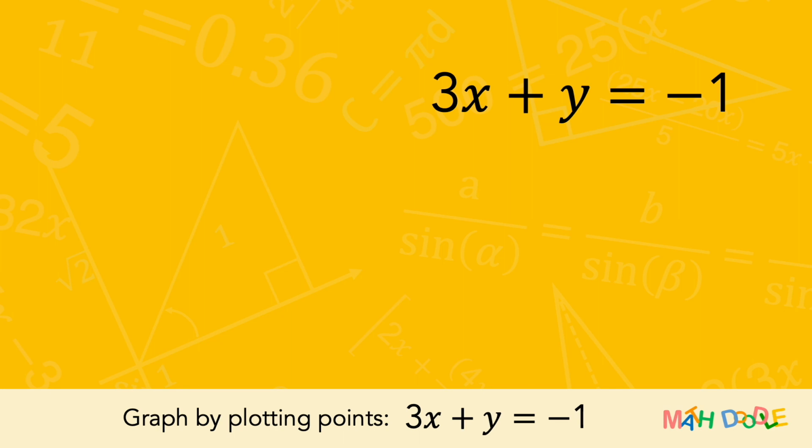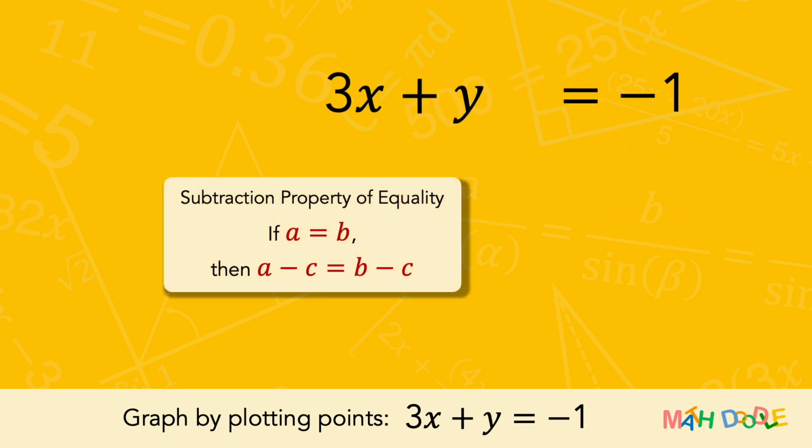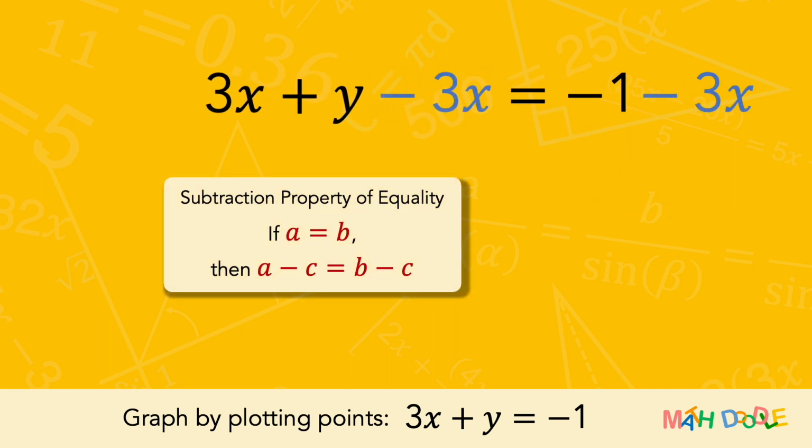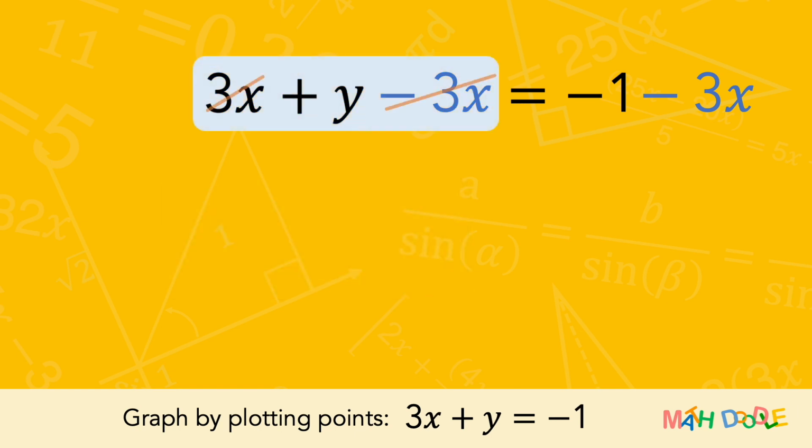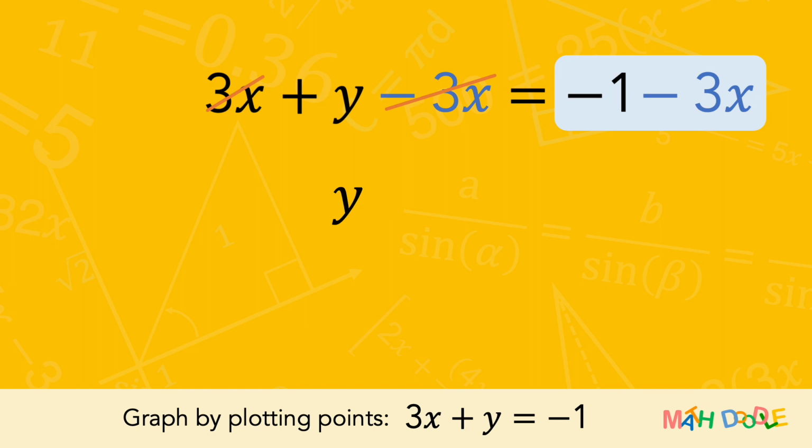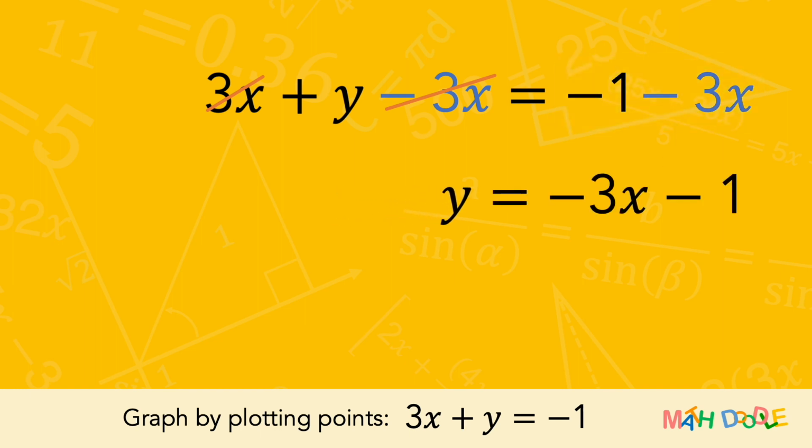But to make it easier to find its solutions, let's first solve the equation for y. So, we are going to eliminate 3x on the left side by subtracting 3x. Then, the left side of the equation is simplified to y. And the right side of the equation can be rearranged to -3x minus 1. So, we are now going to work on the equation of y equals -3x minus 1.